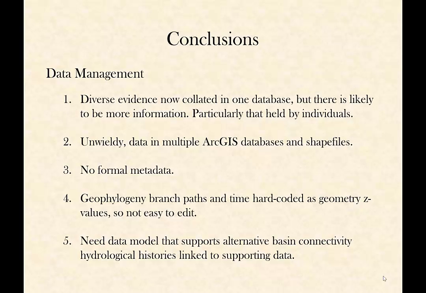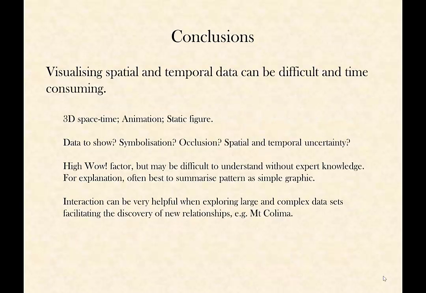So these geophylogenies are using the geometry Z value to locate and display the information. These aren't easy to edit manually if you decide you want to edit the tree in some form or fashion. I also need a space-time topological model for building alternative basin connectivity histories that I can then pump through to these sophisticated analytical techniques.